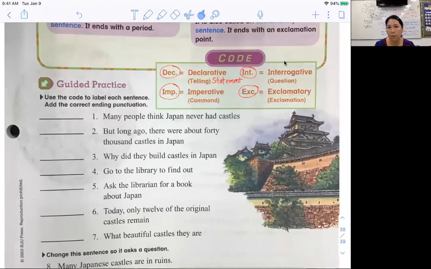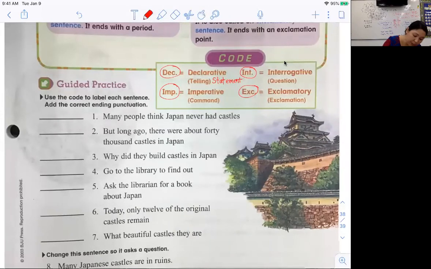Let's kind of cross off what it can't be. Am I asking a question? Many people think Japan never had castles. No, I'm not asking. Do people think? Why do people think? No, I'm not asking. Am I excited? Am I like shouting that out? Many people think Japan never had castles. No. So now we're left with the two, declarative or imperative. Am I giving a command or am I just making a statement telling you something? Yeah, I'm just making a statement.